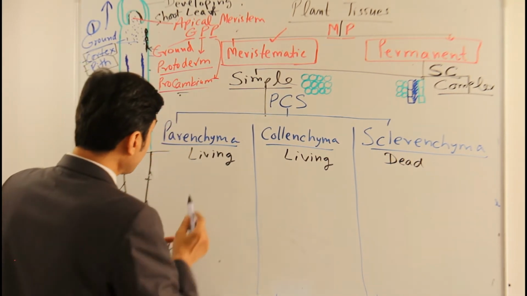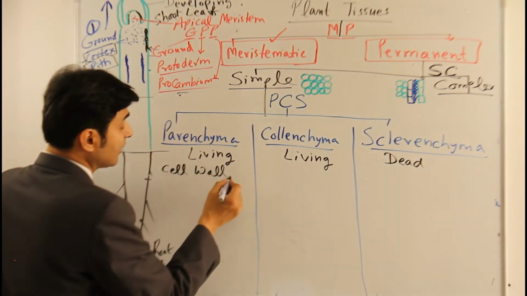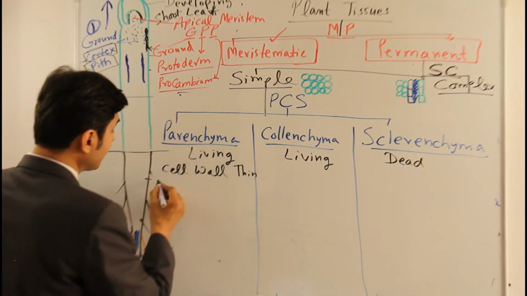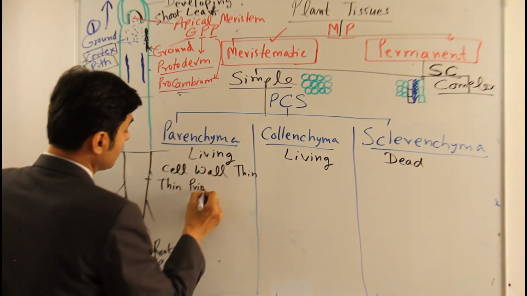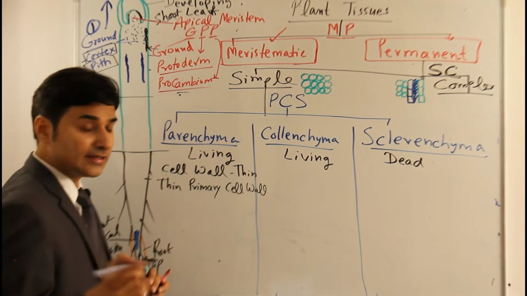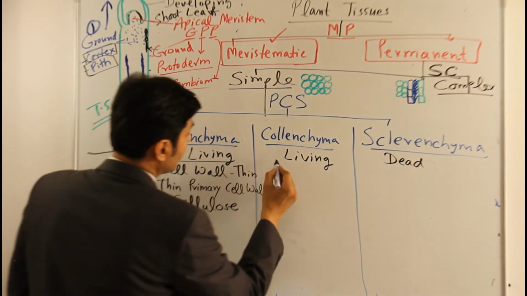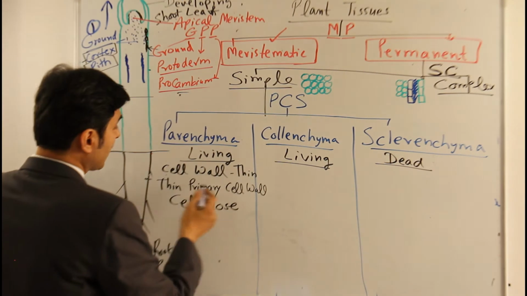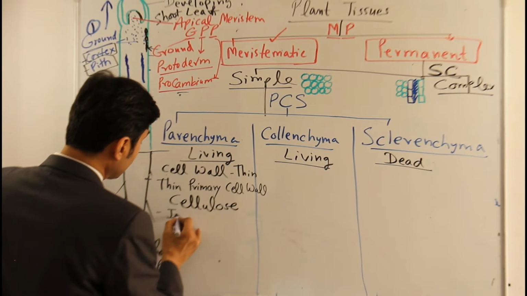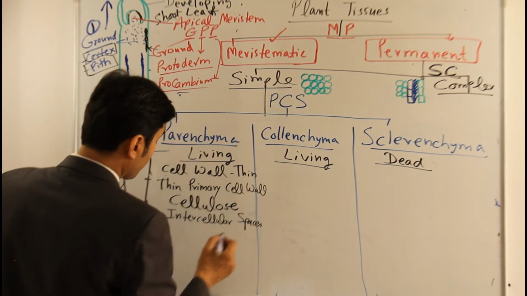Now, parenchyma cells have a cell wall. All plant cells will have a cell wall, obviously. This cell wall is thin, so you can say a thin primary cell wall, which is made up of cellulose. They also have intercellular spaces.